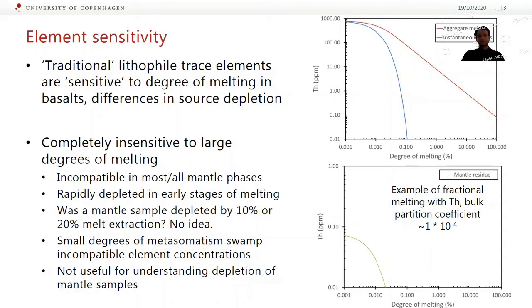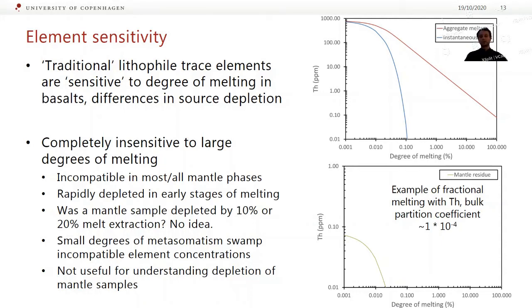But it's not very useful when we're looking at residues. Below is a plot of what happens to thorium concentrations in the mantle residue with degree of melting. You can see that even by a very tiny amount of melting, less than 0.1%, basically all the thorium is gone from the residue. It's all gone into the melts. What we're seeing in the basalts is just increasing dilution of that thorium by adding melts that don't have any thorium in them. But for the mantle samples, we just see nothing.